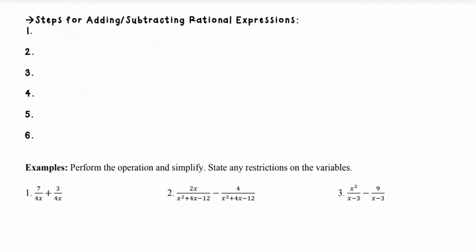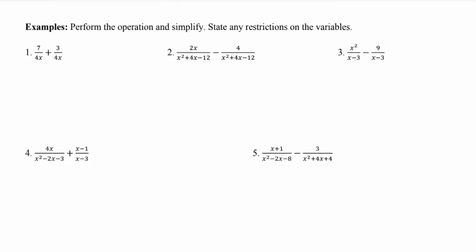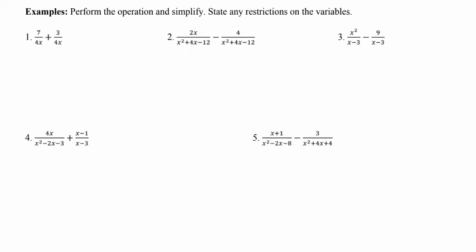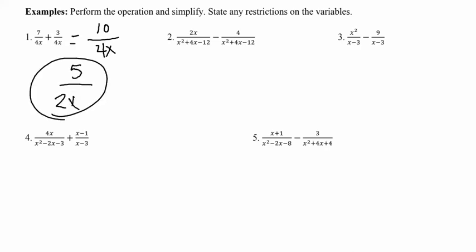So let's look at the first example. If I look at number 1, I know I'm adding because there's a plus sign between them. In order to add, I have to have common denominators. Notice my denominators are the same, so I can just add at the top. So 7 plus 3 is 10, and 10 over 4x. My last step is always simplify if you can. 10 over 4x can both be divided by 2, so I can say 5 over 2x, and I'm done.